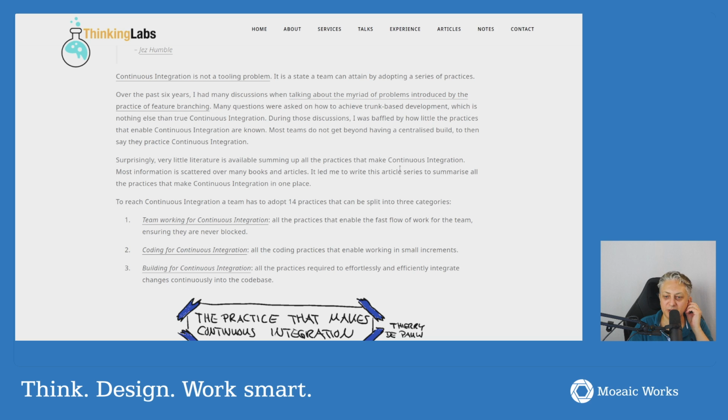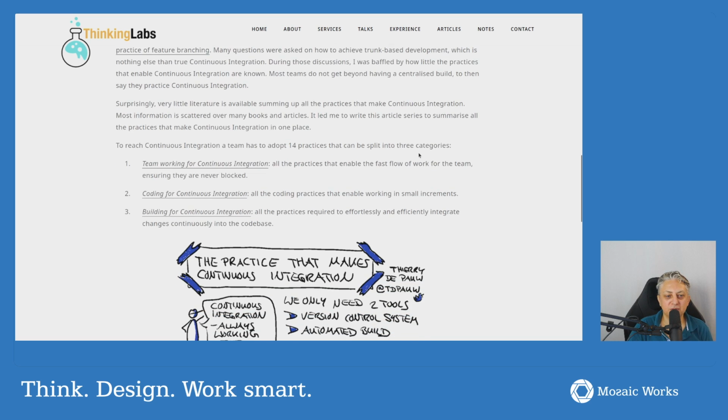Most teams do not get beyond having a centralized build to then say they practice continuous integration. Surprisingly, very little literature is available summing up all the practices that make continuous integration. Most information is scattered over many books and articles. It led me to write this article series to summarize all the practices that make continuous integration in one place. Okay. And let's look at the practices.